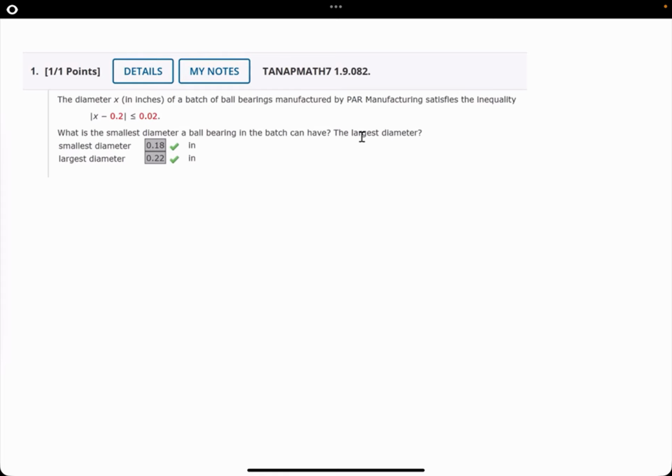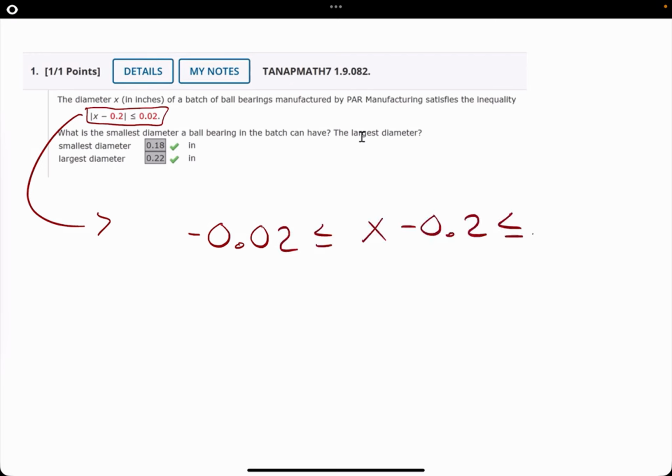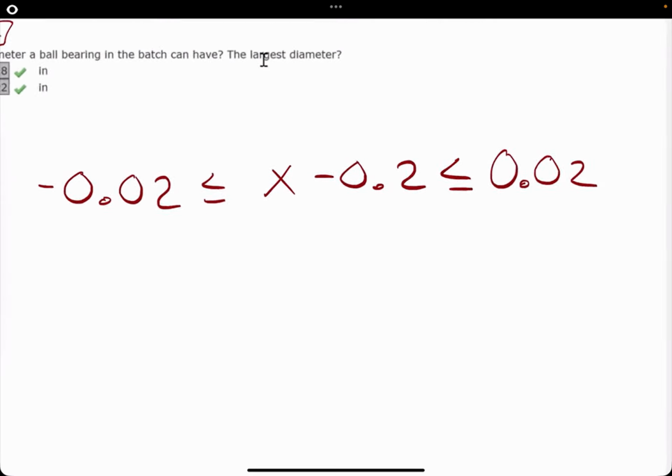Here we go. The diameter x in inches of a batch of ball bearings that is manufactured satisfies the inequality here. What's the smallest diameter it can have? What's the largest? From this inequality, absolute value being less than or equal to something means if we drop the absolute value bars, the stuff inside the absolute value bars, x minus 0.2, will be in between, or bounded by, negative 0.02 and positive 0.02. That's just what happens.